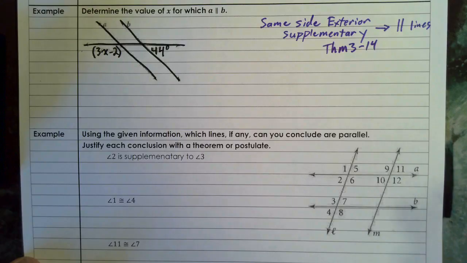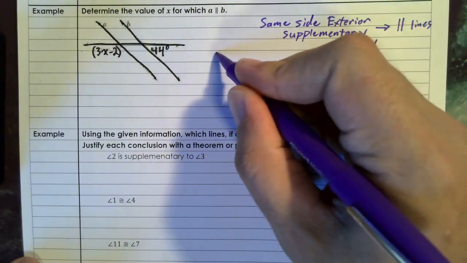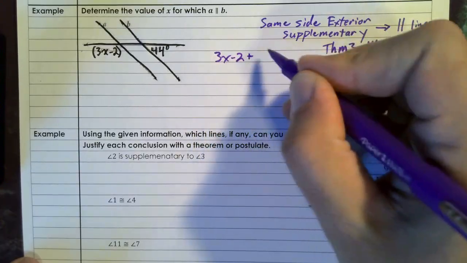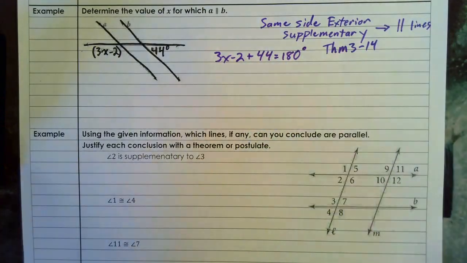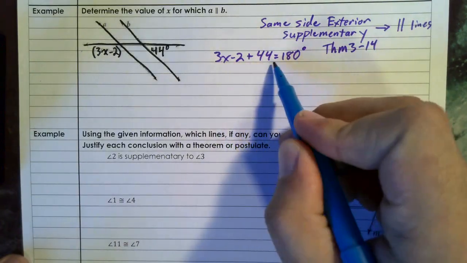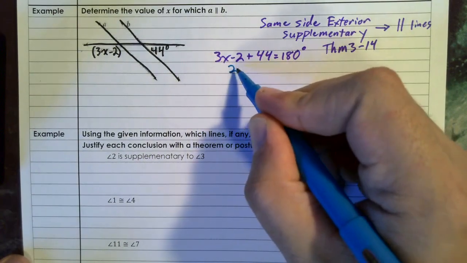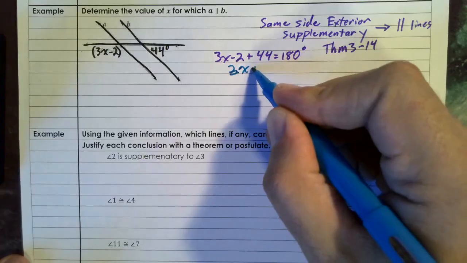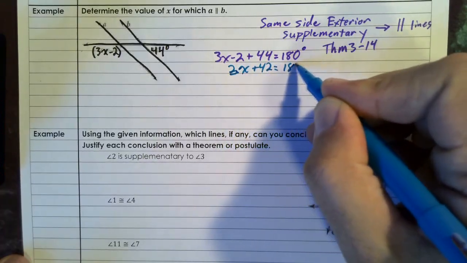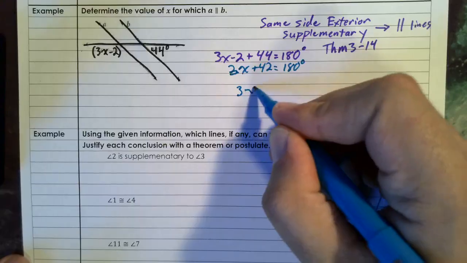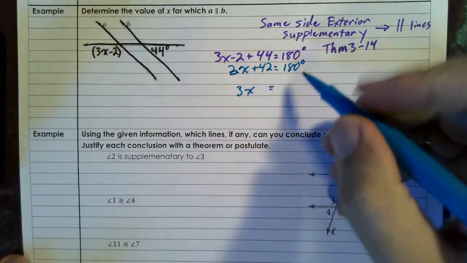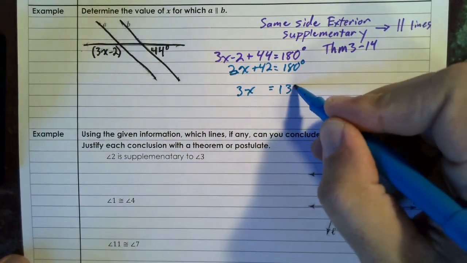So I just want to make sure that if I add those two together, they're 180 degrees. So 3x minus 2 plus 44 should equal 180 degrees. So I just need to solve that equation for x, and I'll know what x has got to be so that they'll be parallel. So negative 2 plus 44, that's going to be 42. So 3x plus 42 equals 180. Subtract that 42 from both sides. So we got 3x equals, let's see, that's 138.